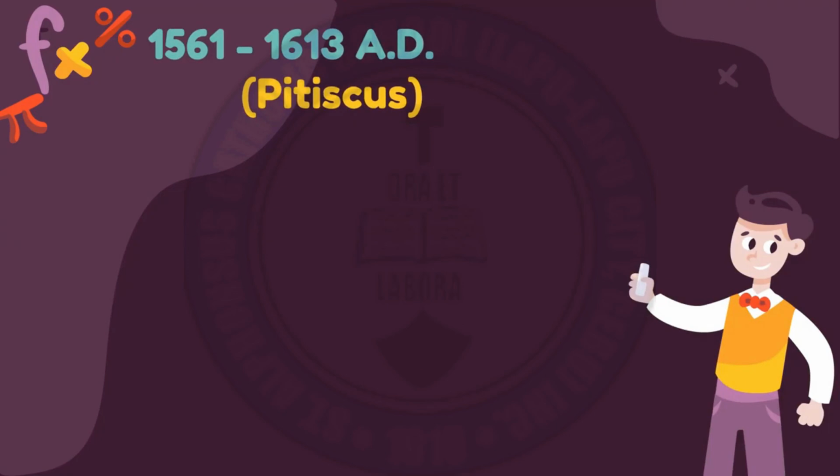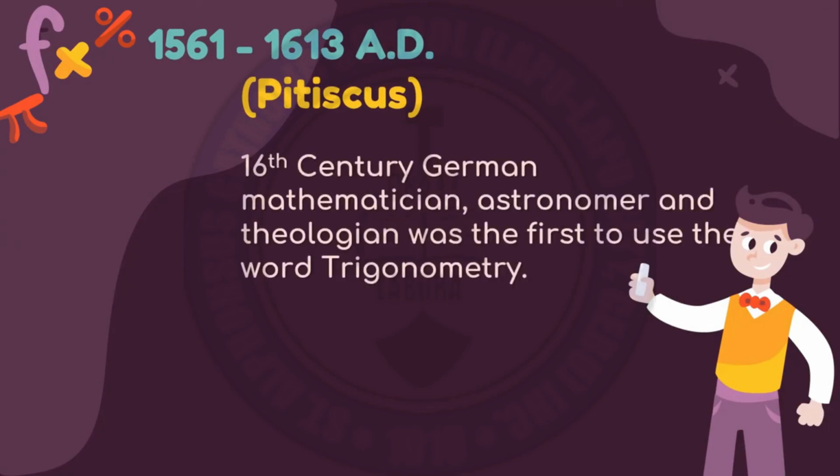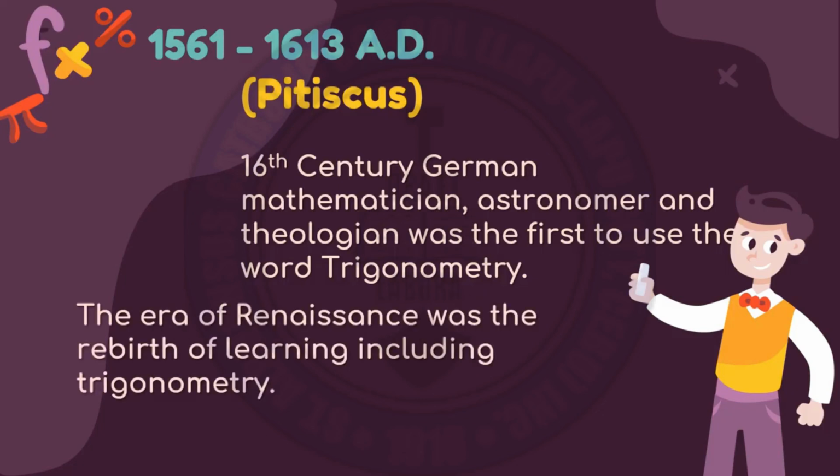1561 to 1613 AD, Pitiscus, in the 16th century, German mathematician Pitiscus, an astronomer and theologian, was the first to use the word trigonometry. The era of Renaissance was the rebirth of learning, including trigonometry.